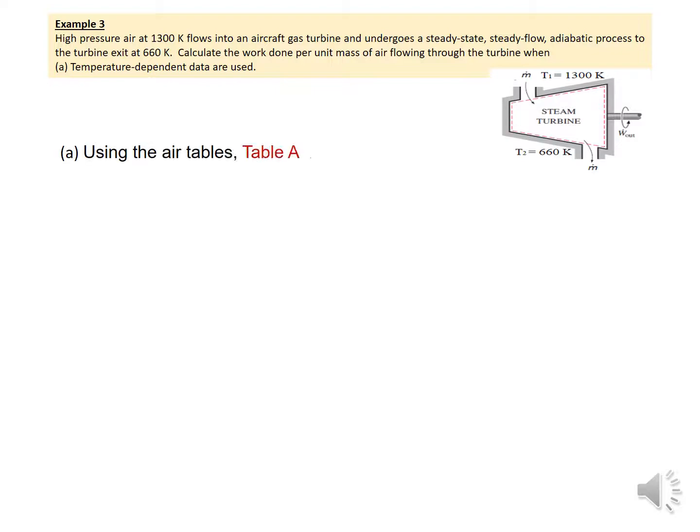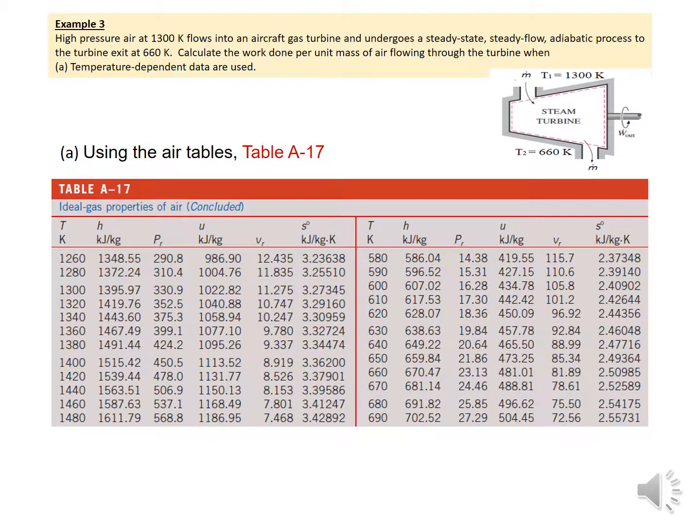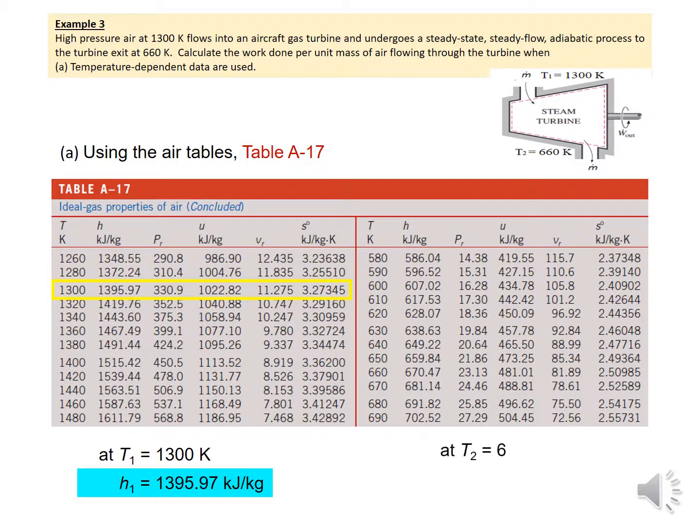Using the air tables, table A17, at temperature T1 equals 1300 Kelvin, H1 equals 1395.97 kilojoule per kilogram. At T2, which is 660 Kelvin, H2 equals 670.47 kilojoule per kilogram.